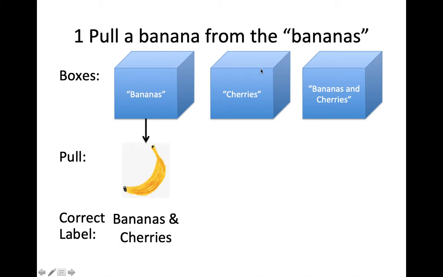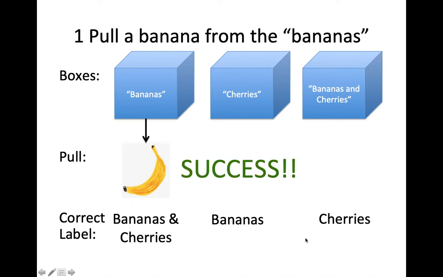Now, let's look at what must be in the cherries box. It can't be just cherries, right, because that's no good. It can't be bananas and cherries because we've already used that label. We know that's what's in the first box. So the cherries box must actually have bananas, and that leaves just one thing. The bananas and cherries box must have cherries in it. Okay, if we choose the bananas box and we pull out a banana, we succeed. We know what's in all 3 boxes.